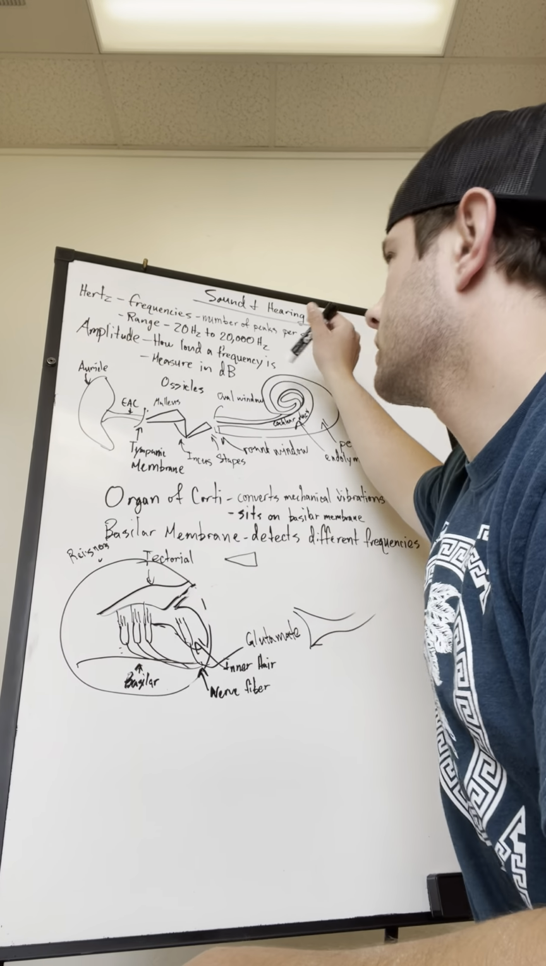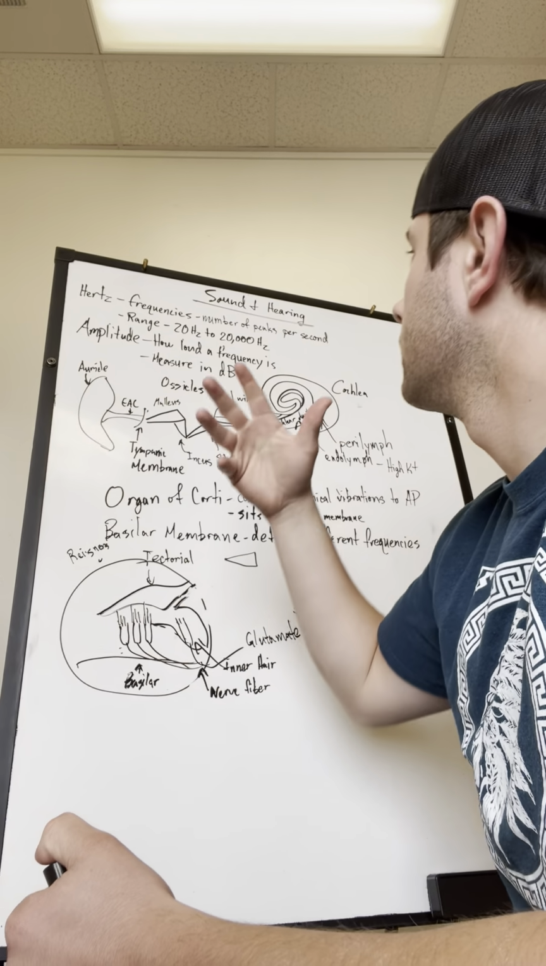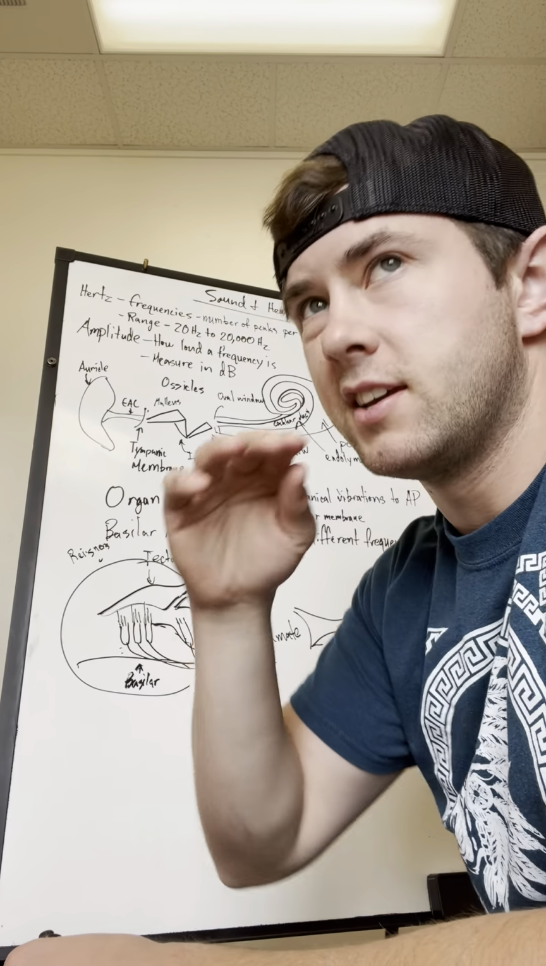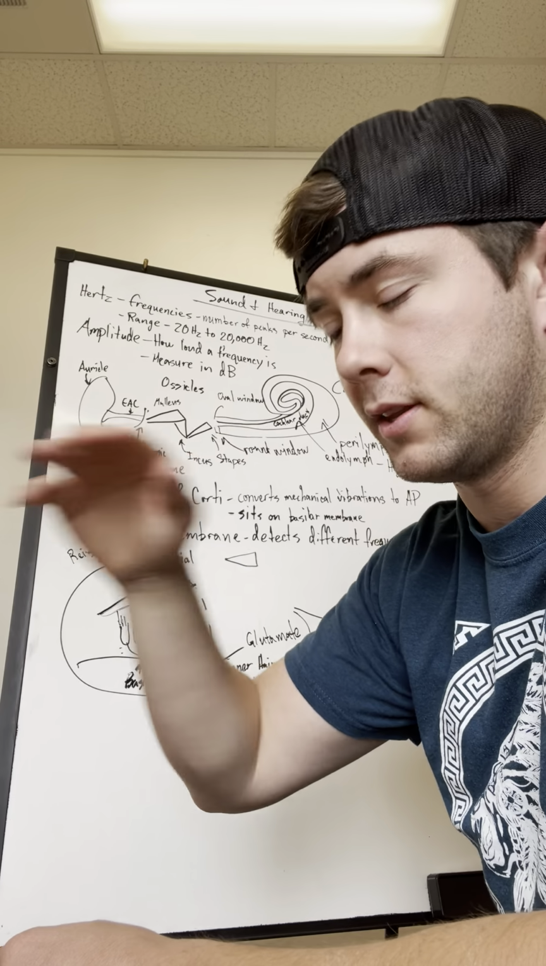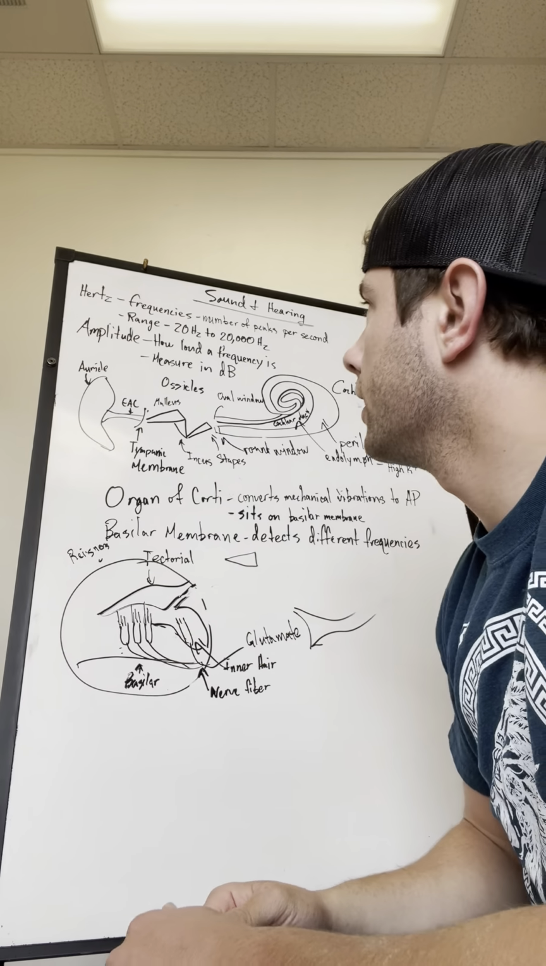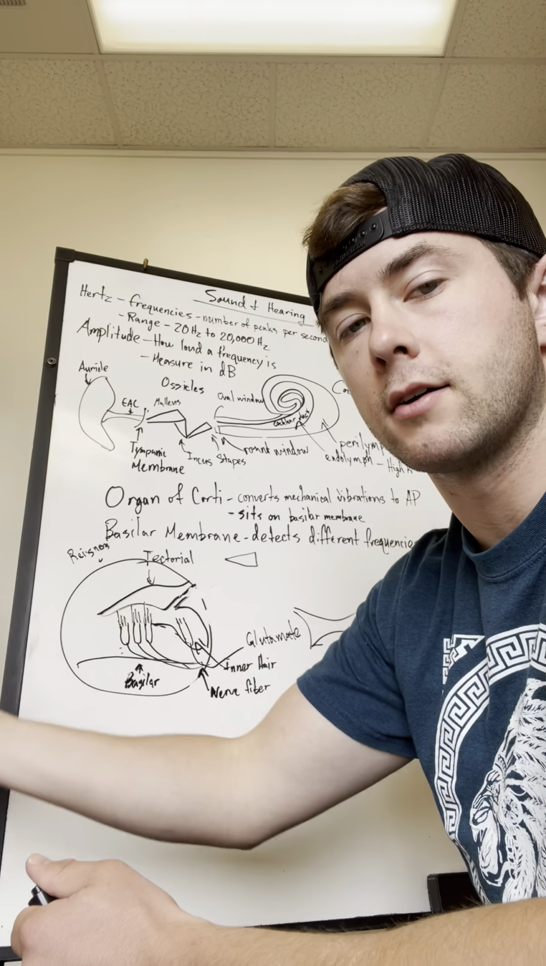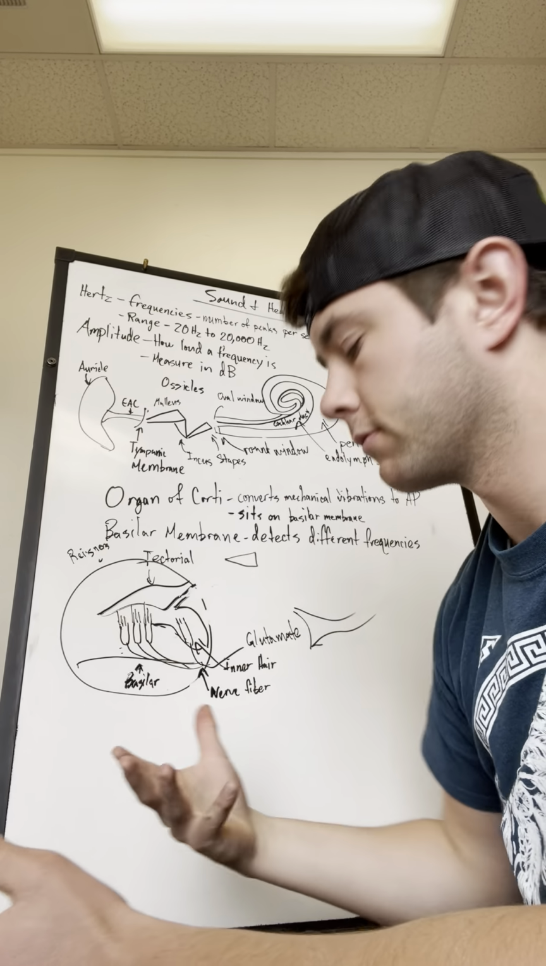So the first thing we need to talk about is hertz, and what these are: frequencies, the number of peaks in a wave that pass a certain point per second. The audible range is from 20 hertz to 20,000 hertz, is what we can hear.